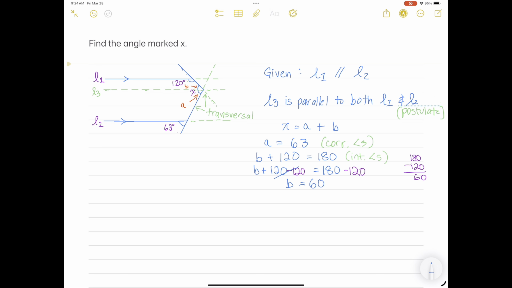And now I go back to the equation above, X equals A plus B, and I substitute 63 for A and 60 for B, which gives me X equals 63 plus 60. I do that calculation on the side. 63 plus 60 equals 123. So X equals 123 degrees. And I box my answer.